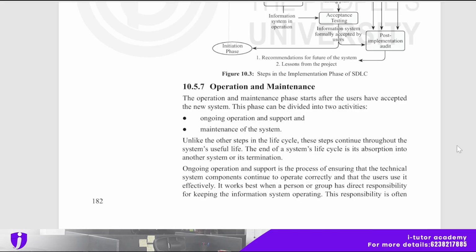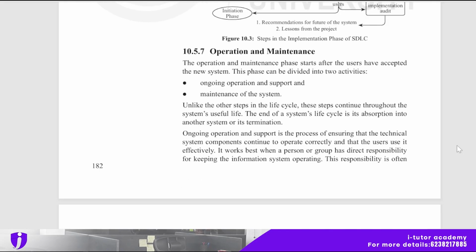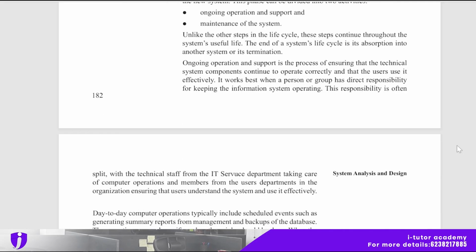Okay, the operation and maintenance phase starts after the users have accepted the new system. This phase can be divided into two activities: ongoing operation and support, and maintenance of the system. Unlike the other steps in the life cycle, these steps continue throughout the system's useful life, and the end of a system's life cycle is its absorption into another system or its termination.